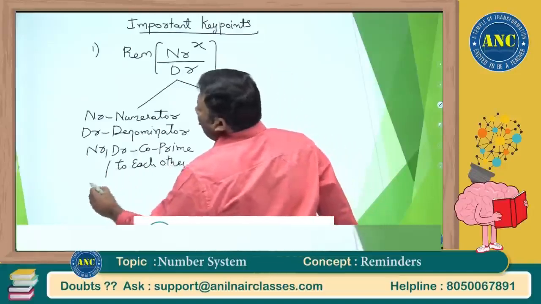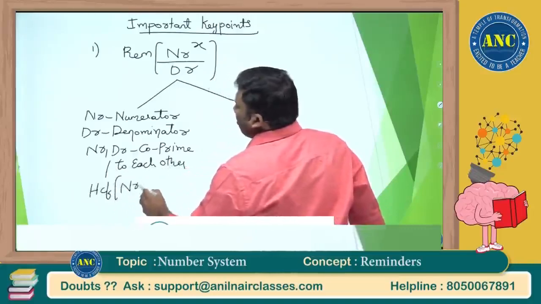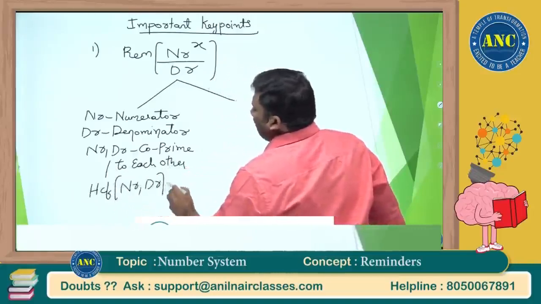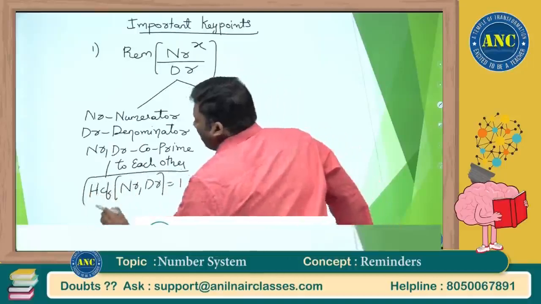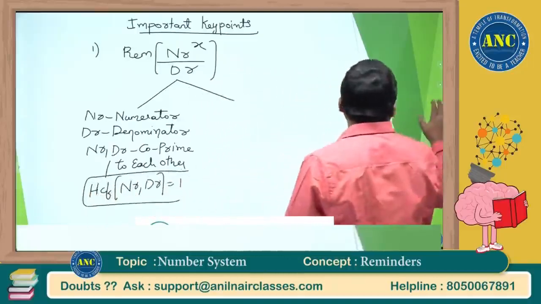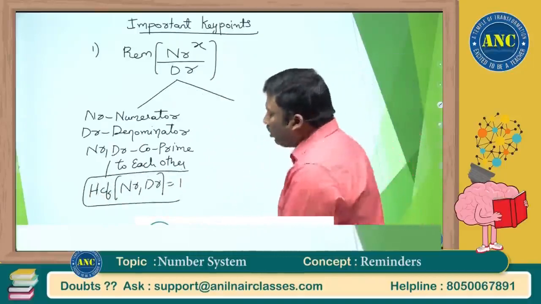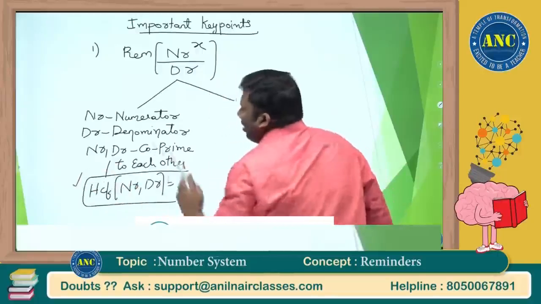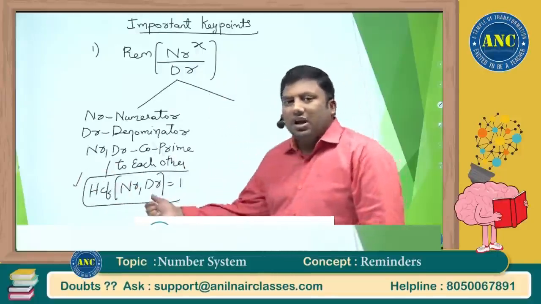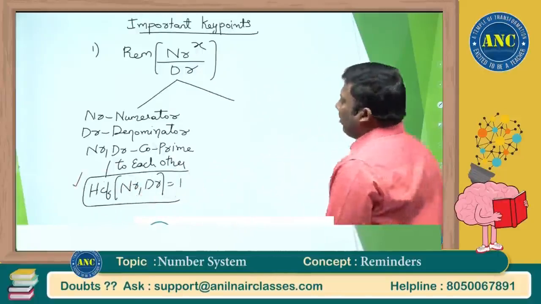What do you mean by co-prime? Two numbers are said to be co-prime if their HCF is 1. All the problems whatever we discussed in sessions 1, 2, 3, 4 take care of this concept: HCF of numerator, denominator is 1.